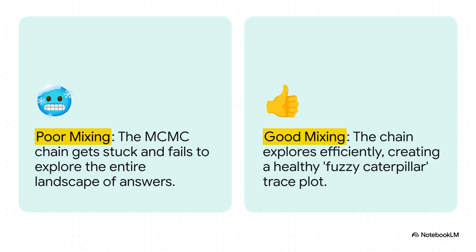So you really have to diagnose if your chain is actually working. Take a look at the image on the left. That's a chain with what's called poor mixing. The sampler is just getting stuck in a few spots and isn't exploring the whole space. That's bad. Now look at the right. That's what you want to see, a well-mixing chain. Statistician Chris Vonsbeck has this great name for it. He calls it a fuzzy caterpillar. And when you see that, you know your sampler is healthy and happily exploring the entire landscape.